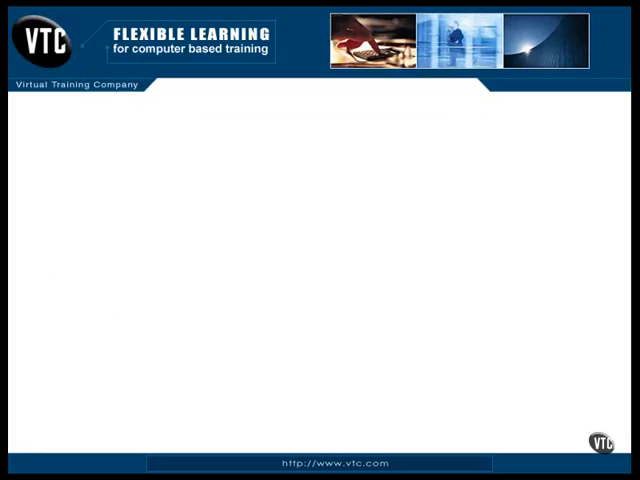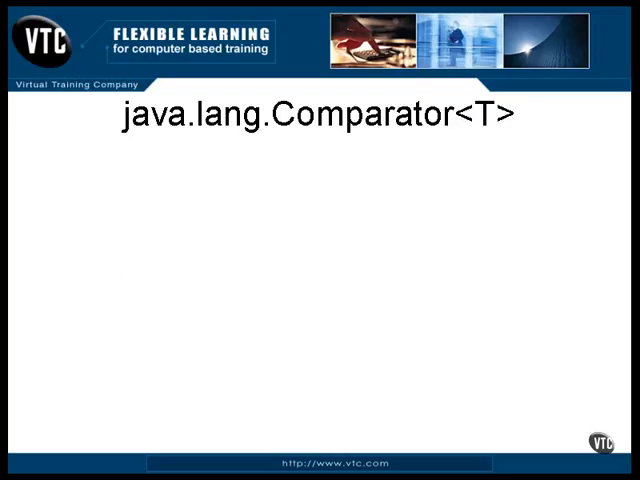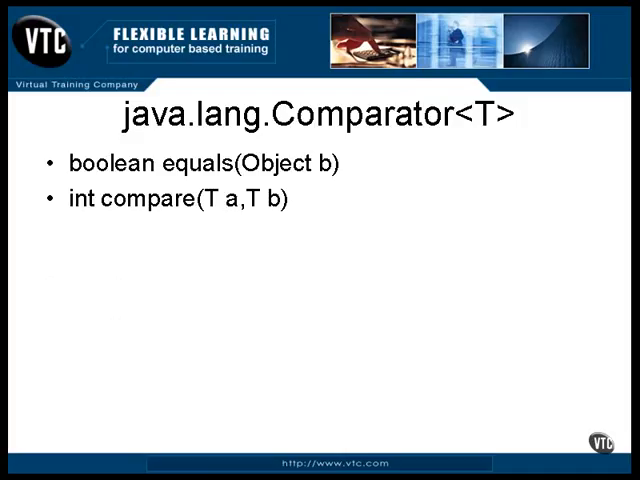There is another interface that is quite similar in function. The java.lang.Comparator interface defines 2 comparison methods. The first one you're already familiar with. It compares the current object to the one included as the argument and returns true only if the 2 are equal. The second method is the new one.